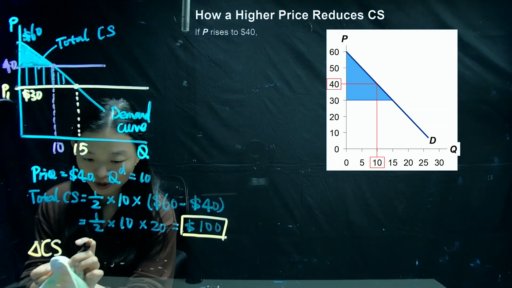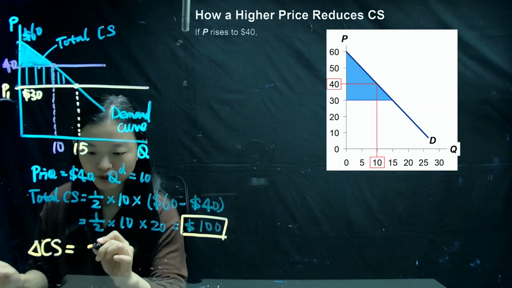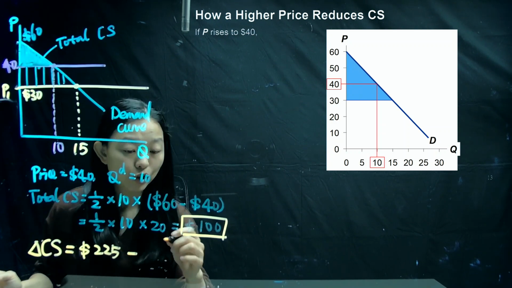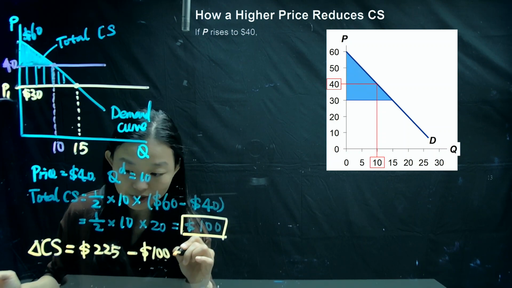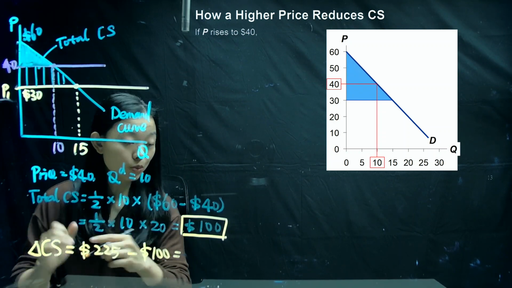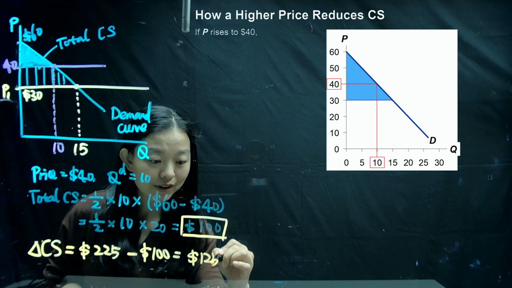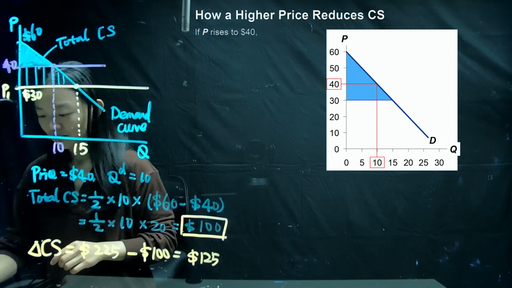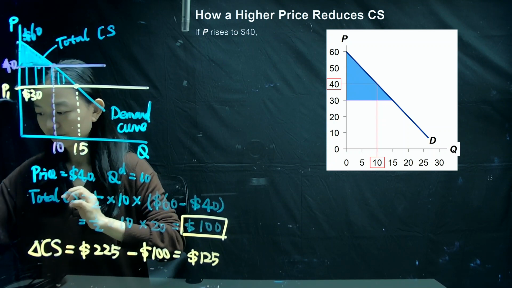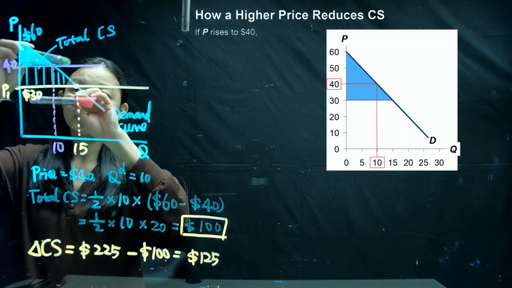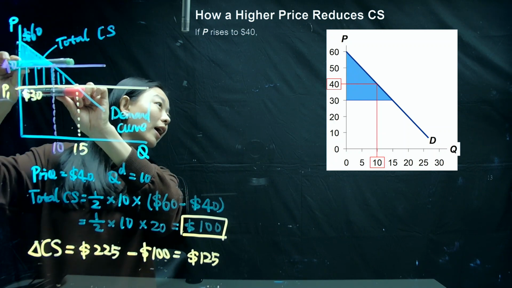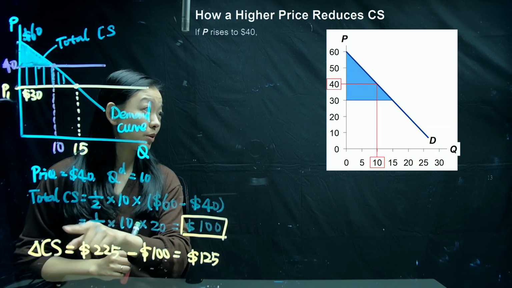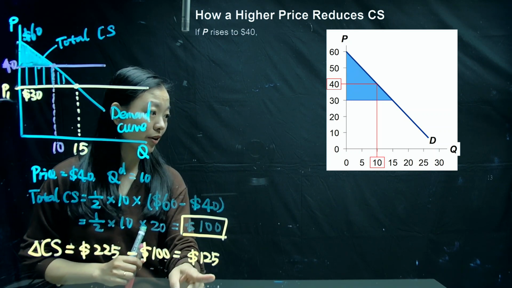Originally we computed the total consumer surplus as $225, right? Now the new consumer surplus is $100. Therefore, the change in consumer surplus is $125, right? And $125 is actually this area. It's actually this area.